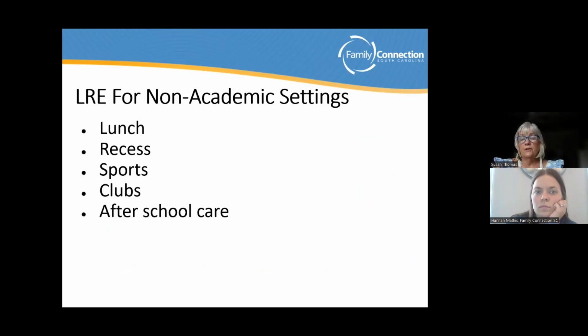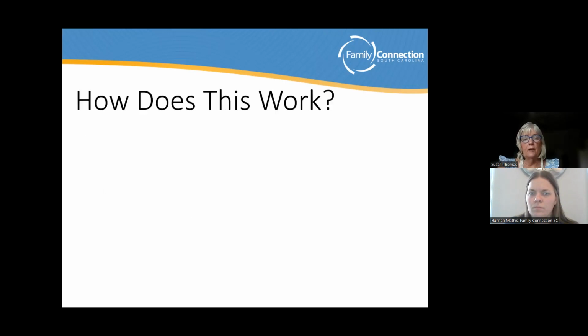And then we have to ensure LRE in non-academic settings as well: lunch and recess, sports, clubs, after school care. One of the things I think is so important for students is that they have time for social activities in non-academic settings, and this is where you do include those students. They might need to be in a special education classroom with specially designed instruction for reading, but they don't need that at lunchtime. So we want to make sure that we have ways to have students included. Those are the two big things we talk about when we're developing the IEP.